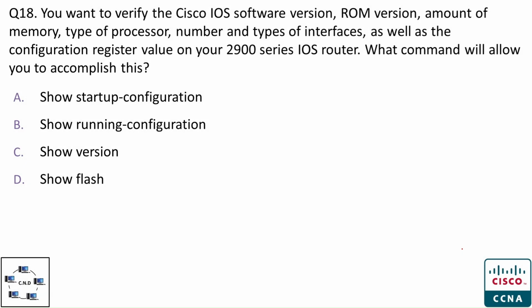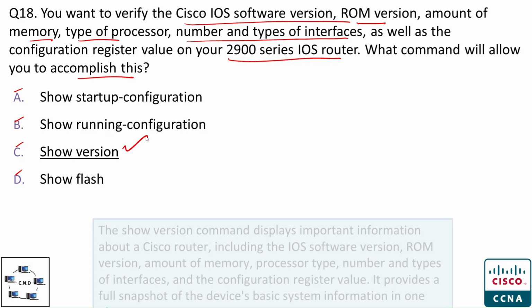Question number 18. You want to verify the Cisco IOS software version, RAM version, amount of memory, type of processor, number and types of interfaces, as well as the configuration register value on your 2900 series IOS router. What command will allow you to accomplish this? Option A, show startup configuration. Option B, show running configuration. Option C, show version. And option D, show flash. The correct option is option C, show version.